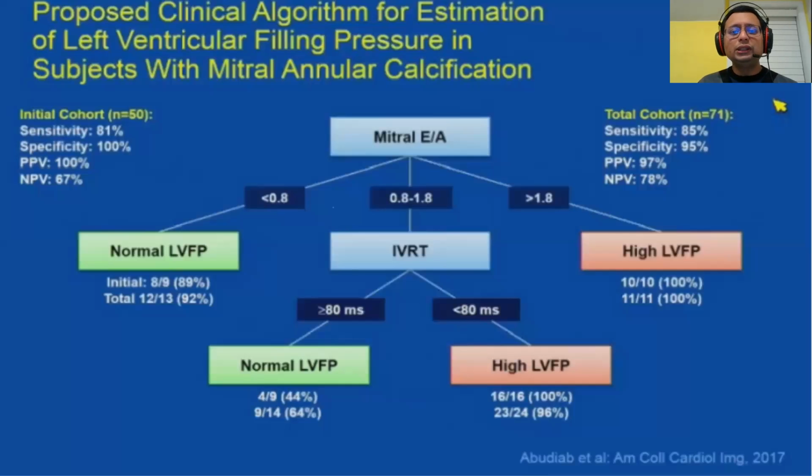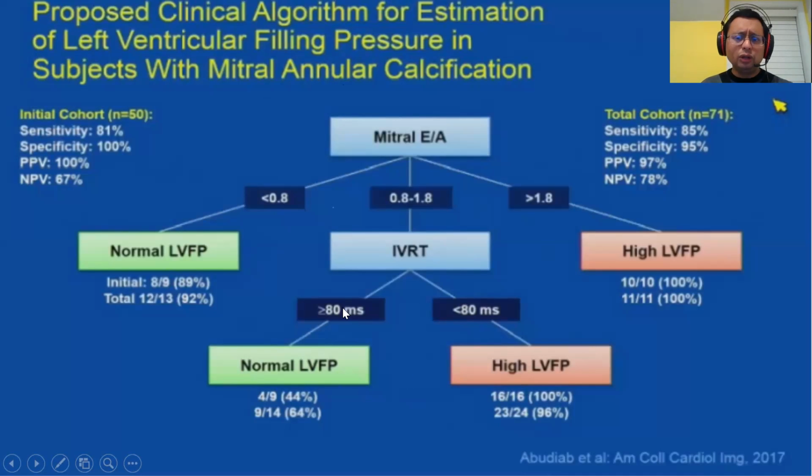So this is a proposed clinical algorithm for estimation of left ventricular filling pressure in someone with MAC. You straight away look at E over A, just like you do with someone with known diastolic dysfunction. If E over A is more than 1.8, you have high filling pressure. If it's less than 0.8, you have normal filling pressure. If it's between 0.8 and 1.8, okay, you look at IVRT. If it's less than 80, you have high filling pressure. If it's more than 80, you have normal filling pressure.